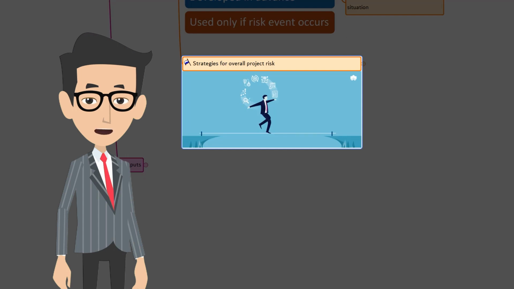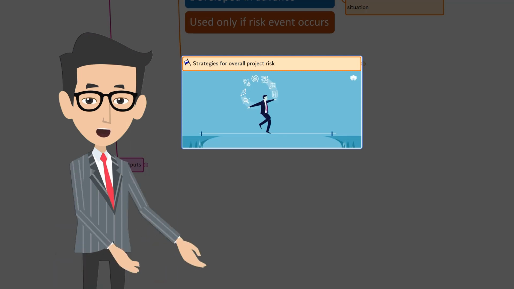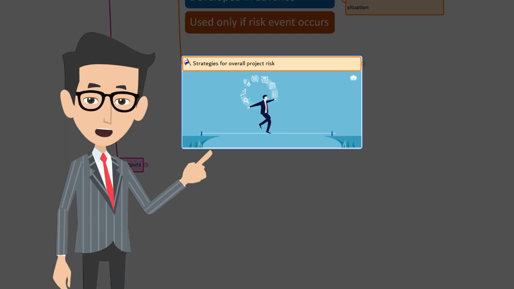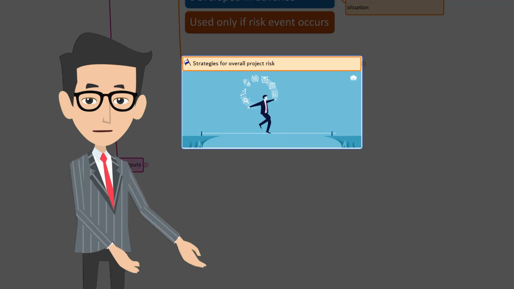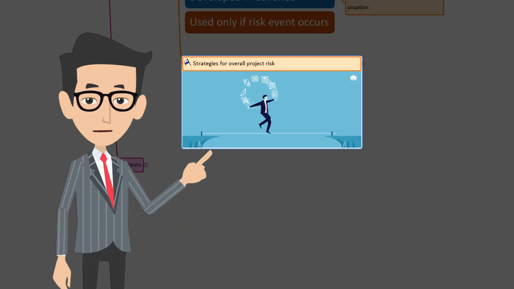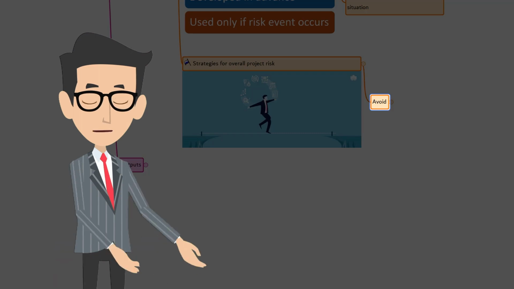Let's discuss strategies for overall project risk. Risk response should be planned and implemented not only for individual project risk but also to address overall project risk. The same risk response strategies that are used to deal with individual project risk can also be applied to overall project risk. Let's quickly rush through them.